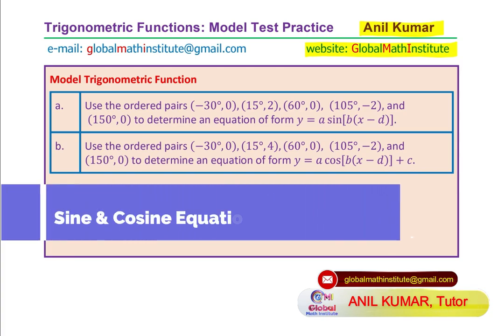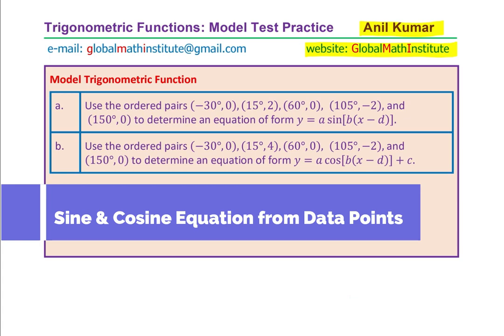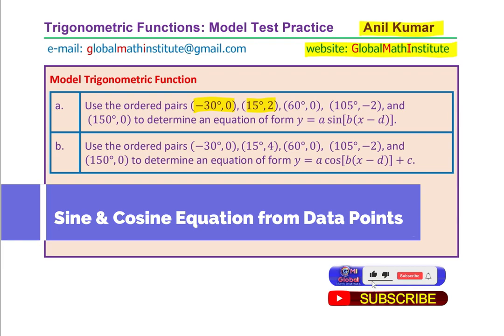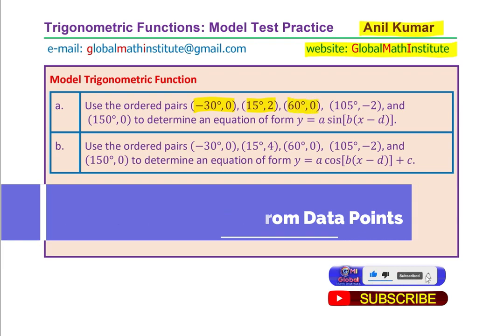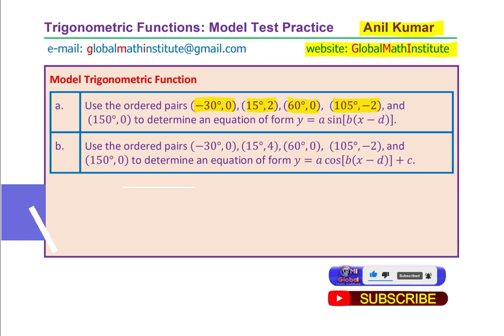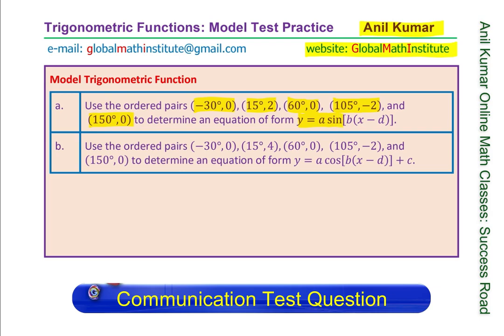In this video, we'll find the sinusoidal function from the given set of data points. So the question here is, use the ordered pairs (-30°, 0), (15°, 2), (60°, 0), (105°, -2), and (150°, 0) to determine an equation of the form y = a sin(bx - d). The second part of this question uses the same set of data points. However, the equation is to be written in cosine.